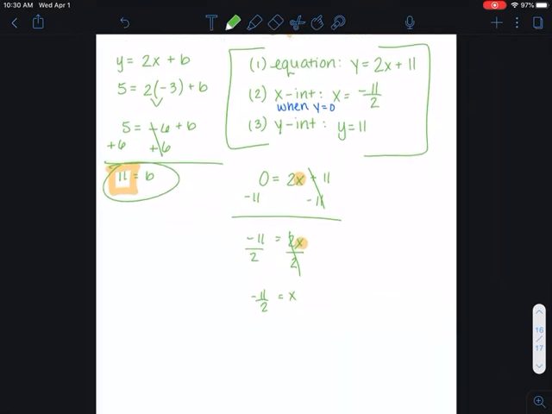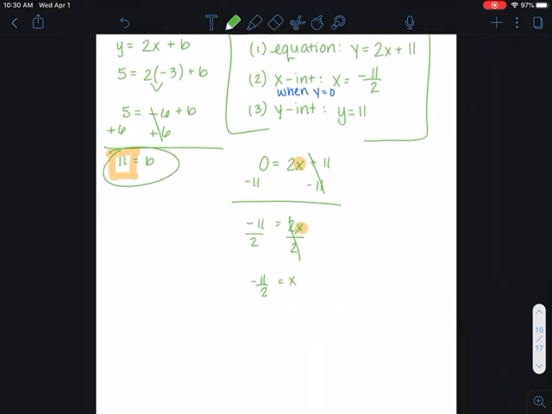So we have all 3 parts for our answer, so your final answer will look like this. Y is equal to 2x plus 11, where x is equal to negative 11 over 2, and y is equal to 11. That would be your final answer on Go Formative.